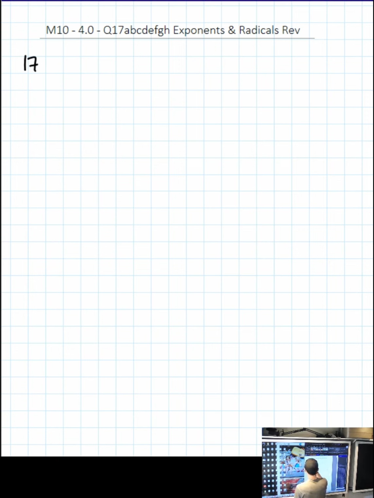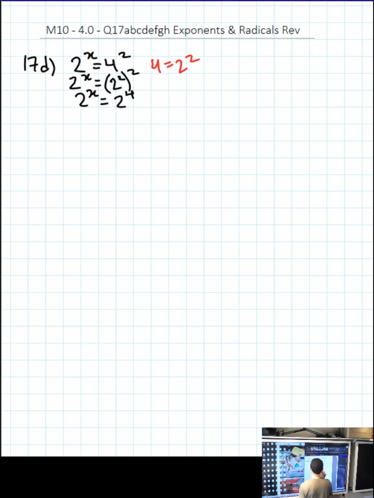Okay, 17D. So we have 2 to the x equals 4 squared. Well, we've never seen a variable in the exponent before, but what's stopping us? So we can perform change of base. We know 4 is equal to 2 squared. We have to get the same base. So 2 to the x equals, we can replace 4 with 2 squared and then still square it. So 2 to the x equals 2 to the, 2 times 2 is 4, multiplying the exponents together. Then we clearly have the same base, if 2 to the x equals 2 to the 4, we simply know that x equals 4.